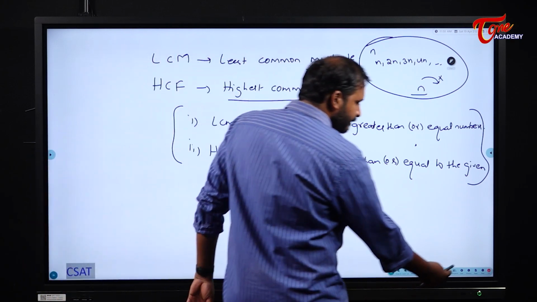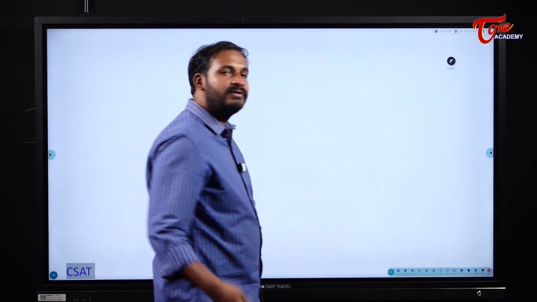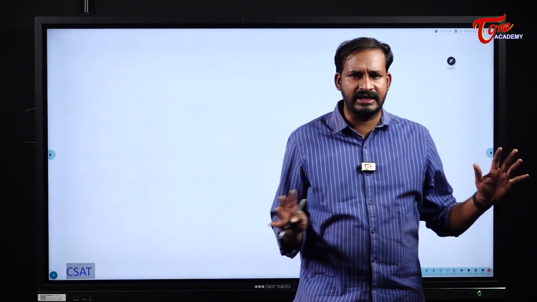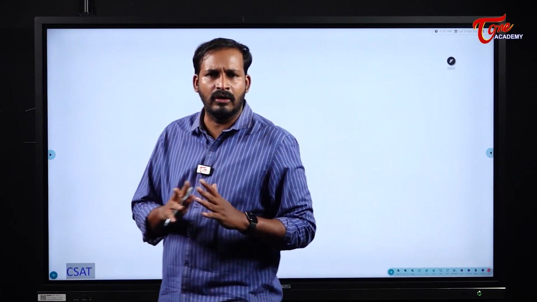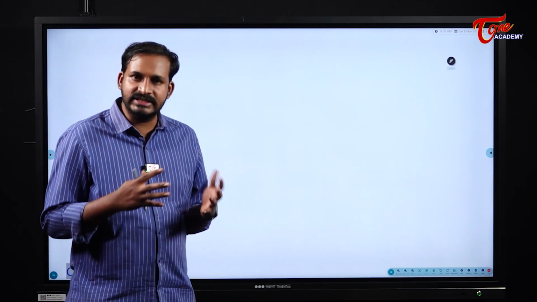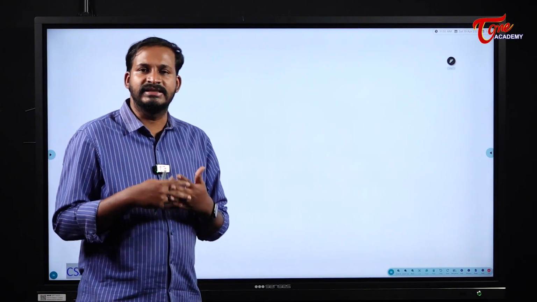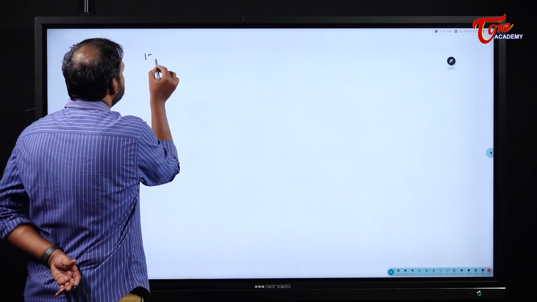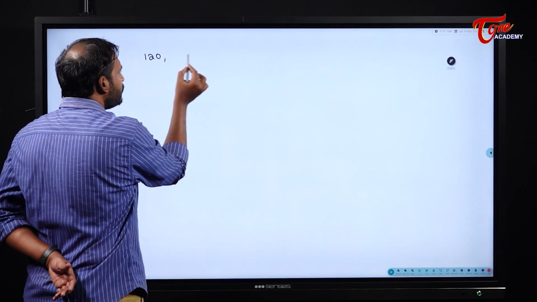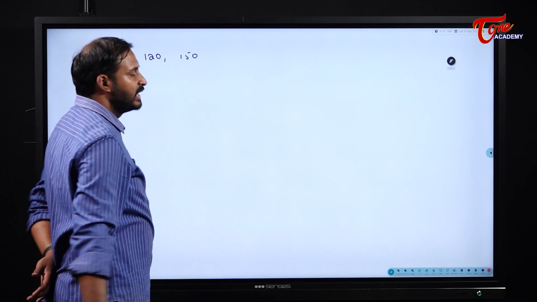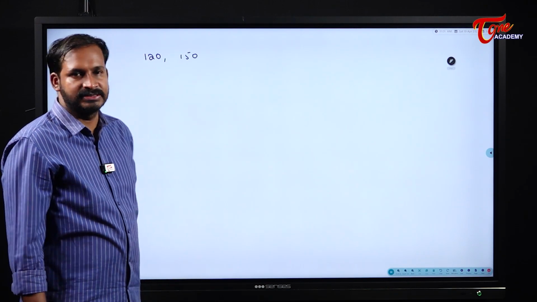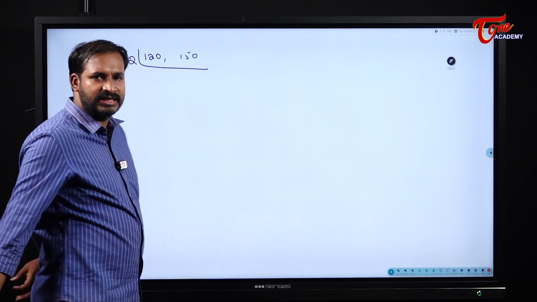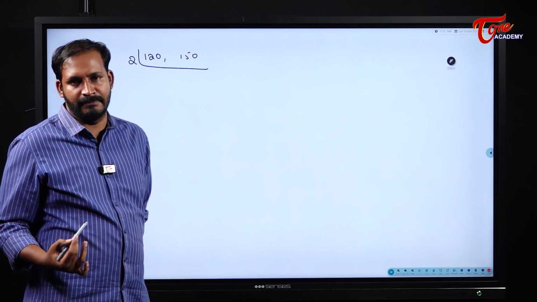Next, how will we find the LCM and HCF of given numbers? See here students, there are many techniques, but we will not bother about them. We will follow our traditional method only. For example, if I want to find the LCM of two numbers, 120 and 150, how will I find it? Simple, do the prime factorization. That means simply try to divide it with the prime numbers.